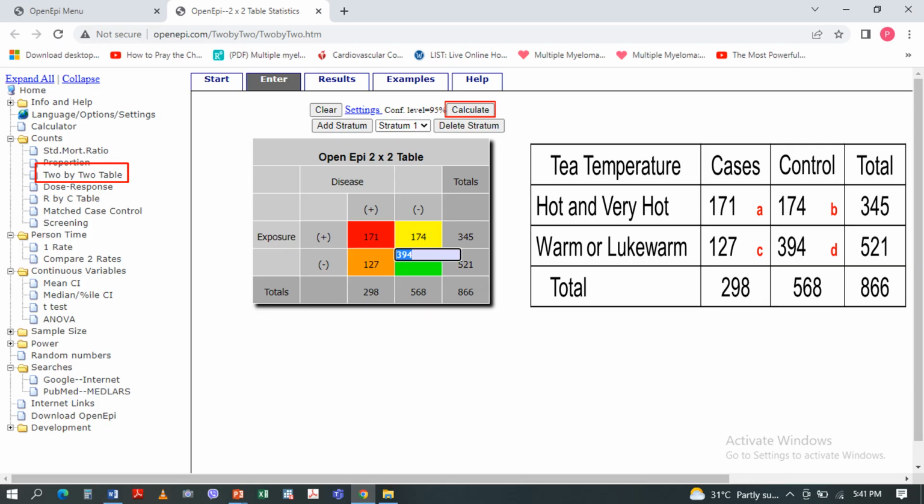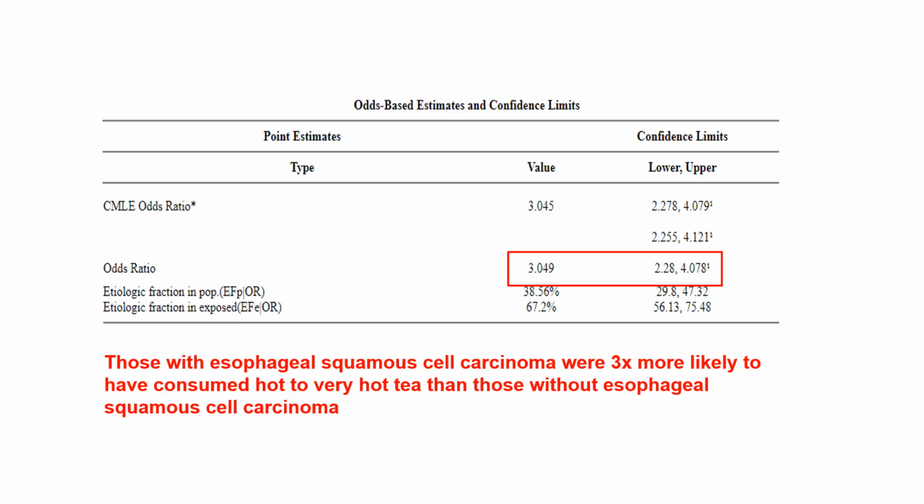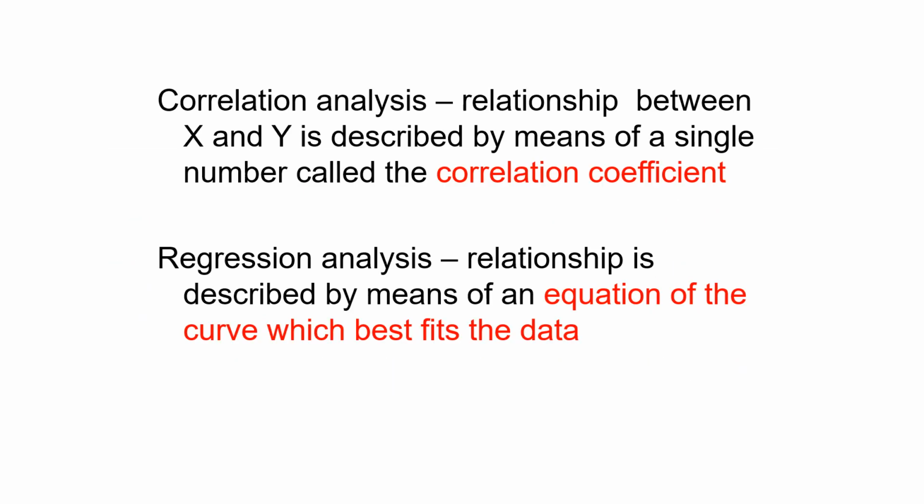Using open source EpiInfo to generate the results, we get an odds ratio of 3.05. This means those with esophageal squamous cell carcinoma were 3 times more likely to have consumed hot to very hot tea than those without esophageal squamous cell carcinoma. For those doing regression analysis, the following slides only show the basic concepts in regression.